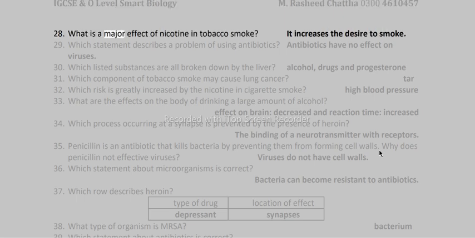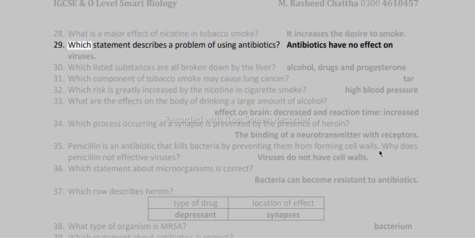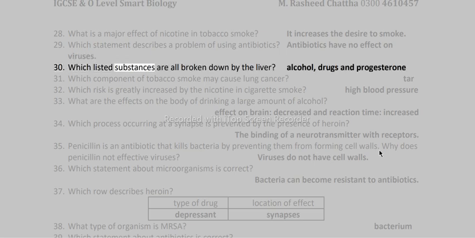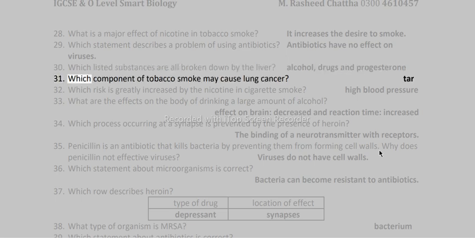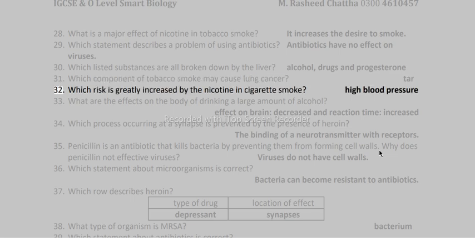28. What is a major effect of nicotine in tobacco smoke? It increases the desire to smoke. 29. Which statement describes a problem of using antibiotics? Antibiotics have no effect on viruses. 30. Which listed substances are all broken down by the liver? Alcohol, drugs, and progesterone. 31. Which component of tobacco smoke may cause lung cancer? Tar.